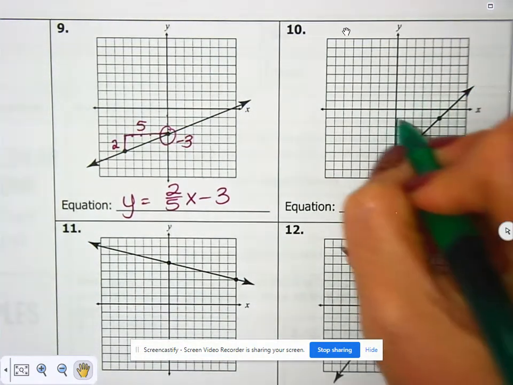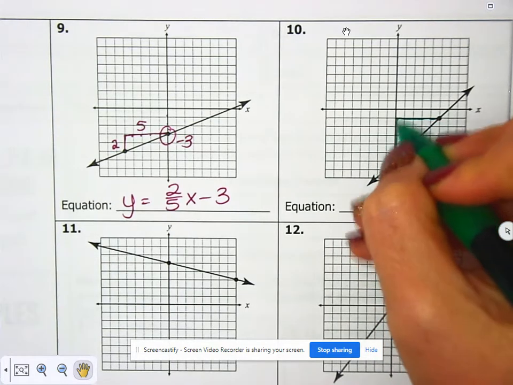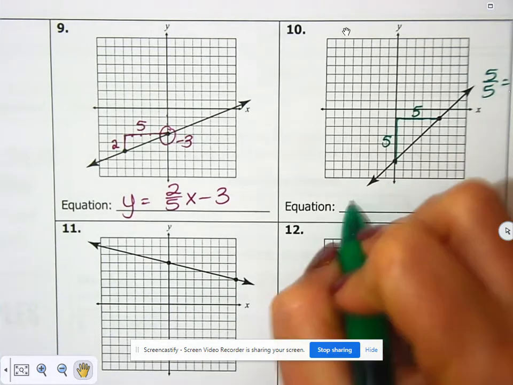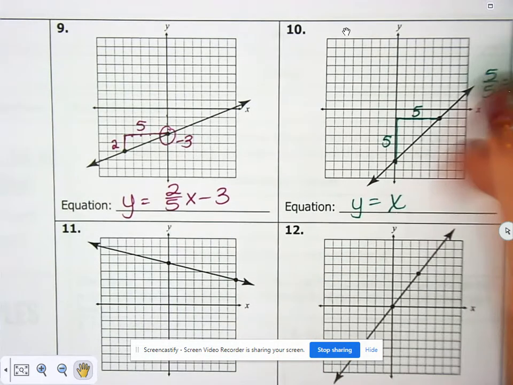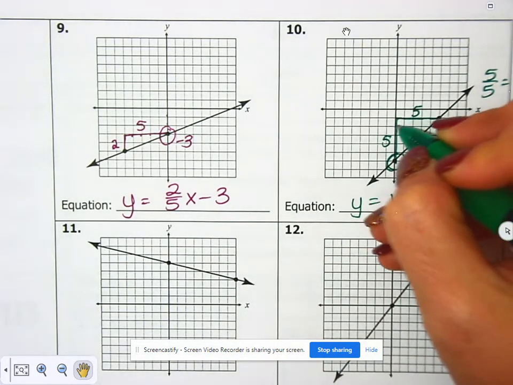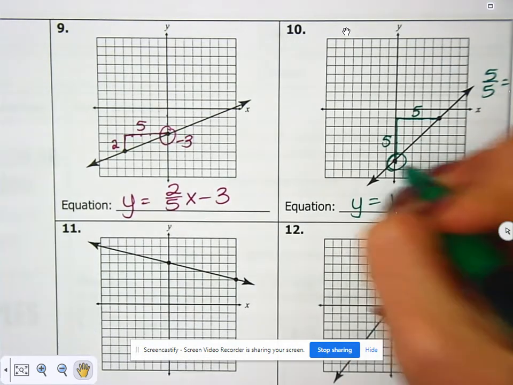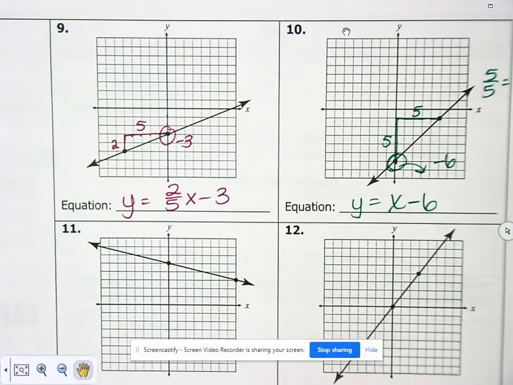Number 10, we're going to go up 5 and over 5. And 5/5 is the same thing as 1. Remember, we don't write 1, so that's just x. And then 1, 2, 3, 4, 5, -6 is your y-intercept.